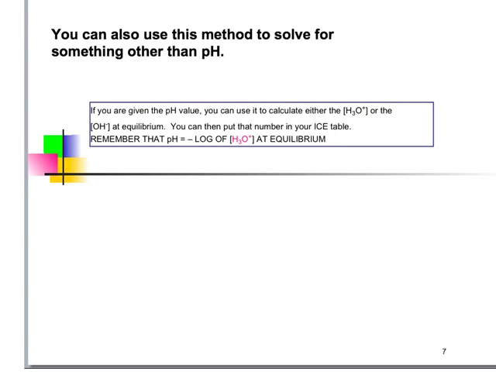You can use this method also to solve for something other than pH. In fact, you may even be given the pH value and asked to calculate something else, such as Ka or Kb. If you're given the pH value, you can use it to calculate either the H3O plus or the OH minus at equilibrium, and then put that number in your ICE table.